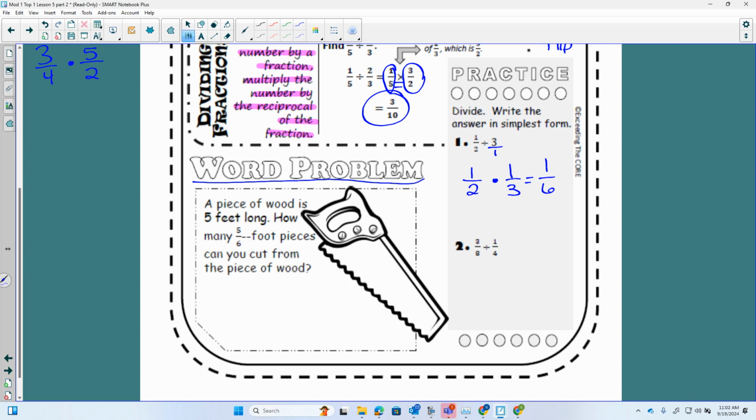The second one did not have a whole number, so we don't have to change anything right now as far as the problem. So what do I do to divide fractions? Keep, change to multiplication, flip the second one. Every time. 3 times 4 is 12. 8 times 1 is 8. How many times will 8 go into 12? 1, with how many left over? 4.